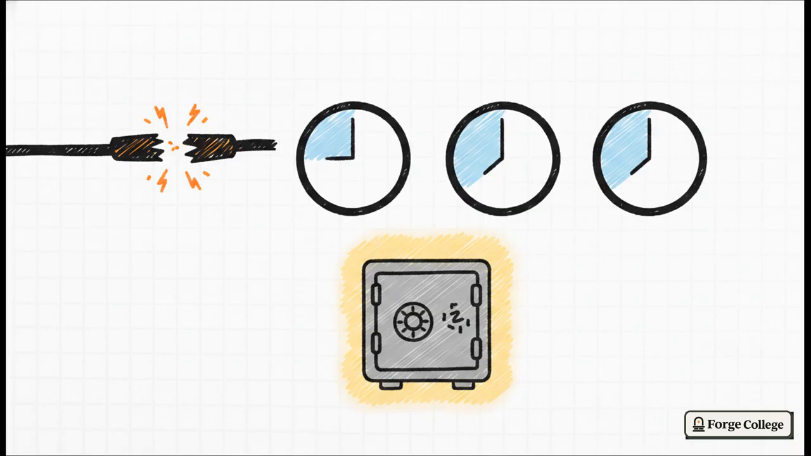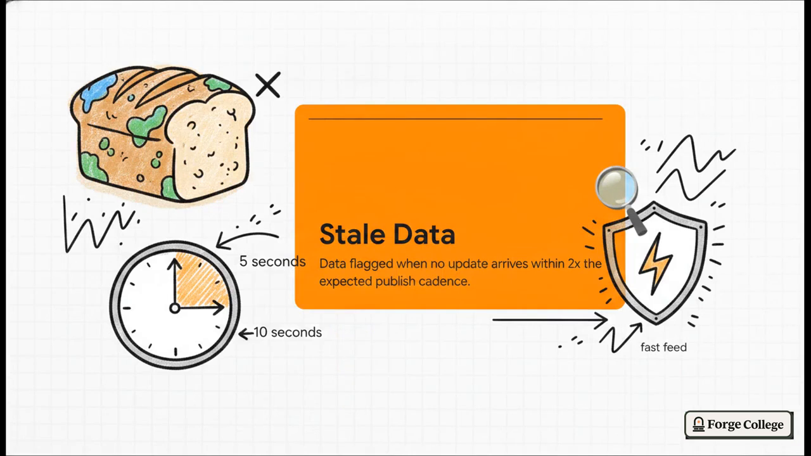And while you're waiting, you maintain a small in-memory cache, so your agent isn't left completely flying blind during a network hiccup. We also absolutely have to guard against stale data. Stale data is basically week-old bread. You do not want your AI taking a bite out of it.